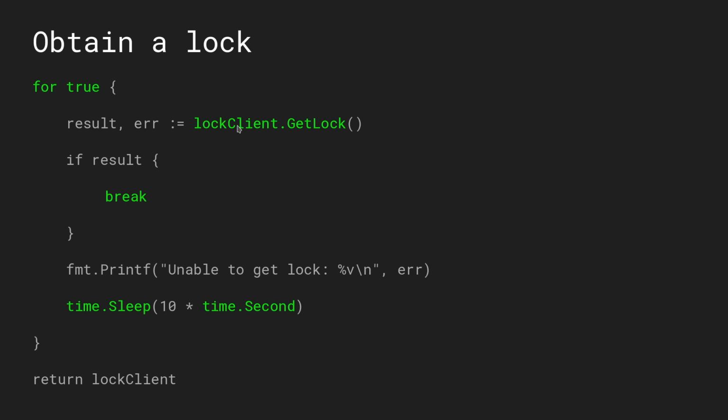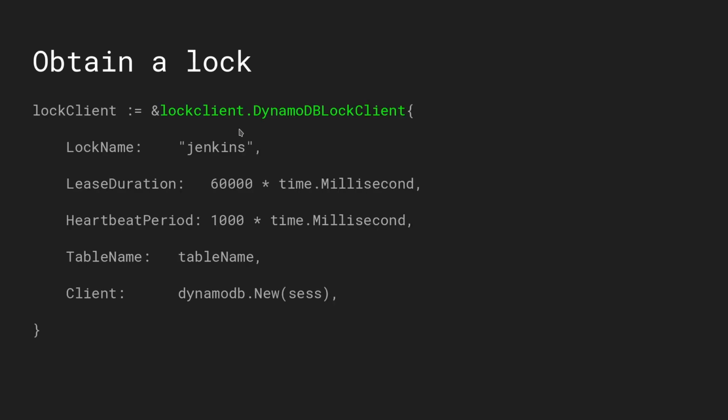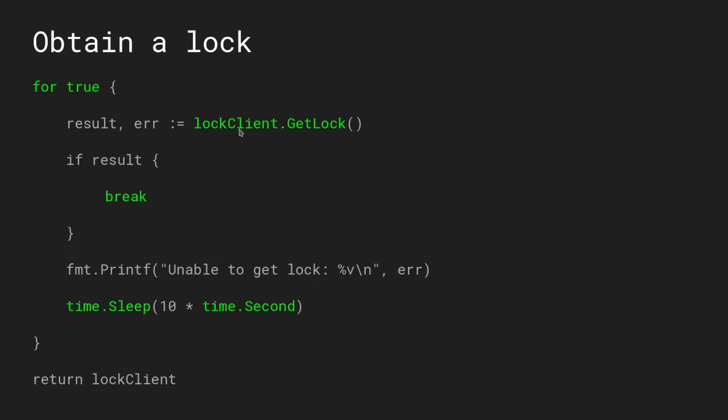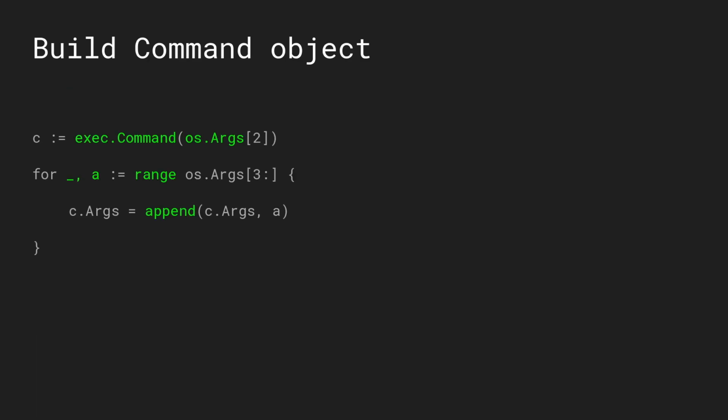What you're trying to do here is use this lock client object that we created earlier to get the lock. If you get a successful result, we just break out and return the lock client. If not, we keep trying till we get a lock. Of course, depending on the logic you want to implement, you could wait for a certain time interval and break anyway, returning an error. But yeah, we obtain a lock here, and then we do the work.